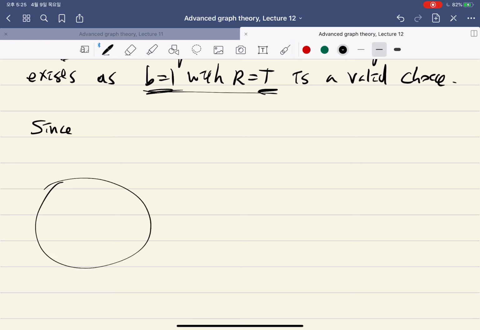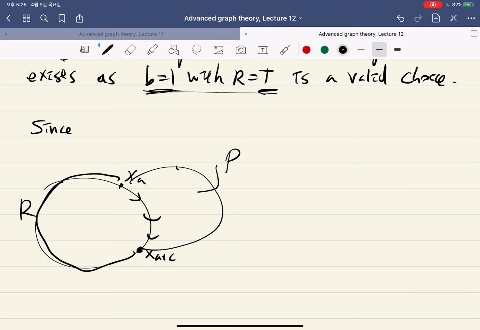So we have now x_{A+1}, x_{A+P}, x_{A+C}, and this is R, and this is P. And this is X. x_{A+B+P}, x_{A+B+1} to here. And now x_{A+B-1} could be inserted here, so we don't know whether there is an edge here. So this is our situation now.